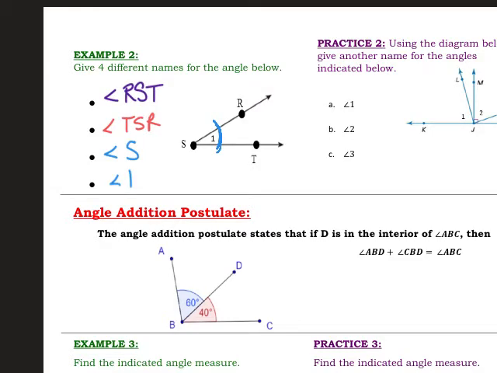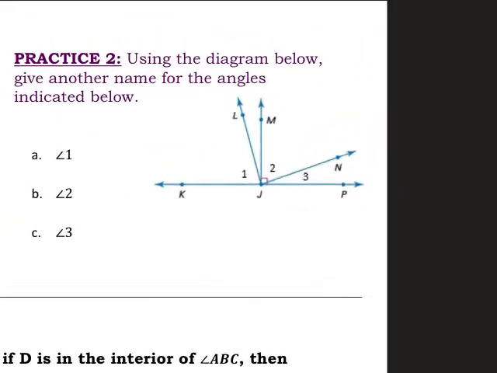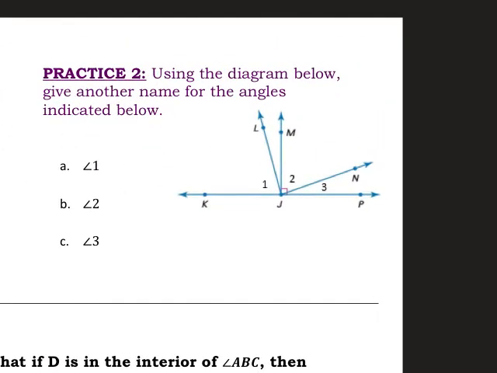Now, this one does not have one angle. Do you see how this is one angle? This one has multiple angles. When you have multiple angles, we have to use 3 letters. So we're going to practice naming an angle using 3 letters. Here is angle 1. Angle 1 starts at K, goes to J, and goes up to L. So I'm going to call this angle KJL. Okay? Let's try the next one.